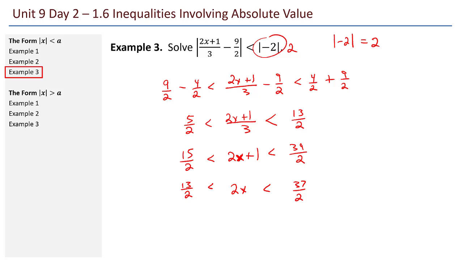Now, dividing by 2, maybe another way of thinking about it is multiplying by 1/2, right? That way, maybe I can see a little bit better how to do the calculation. 1/2, 1/2, 1/2. And so we end up with 13/4 is less than x is less than 37/4. All right, so it's not pretty, but we got there. We got the solution to this problem.